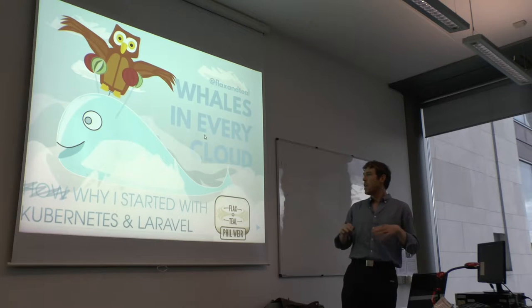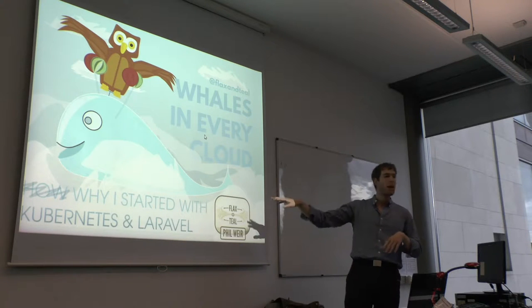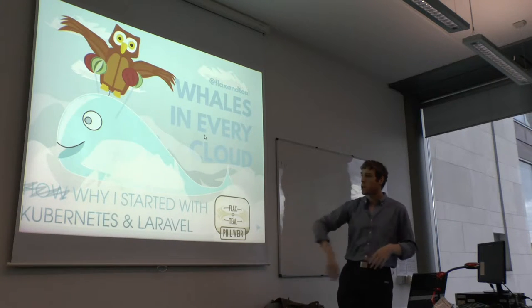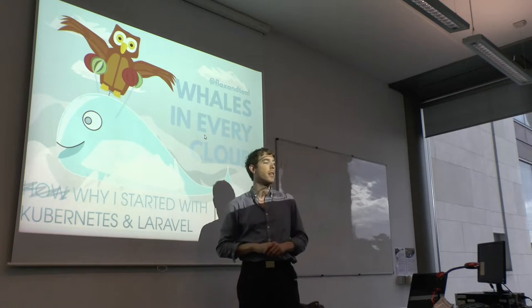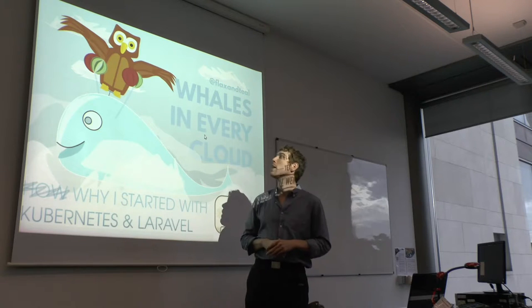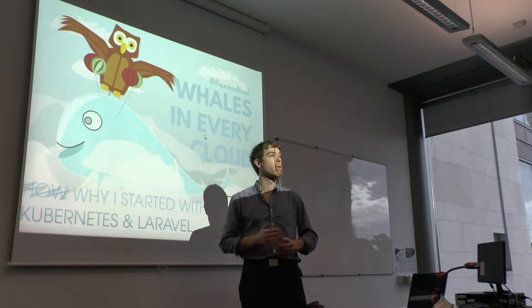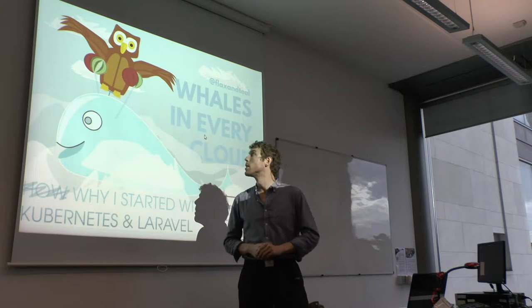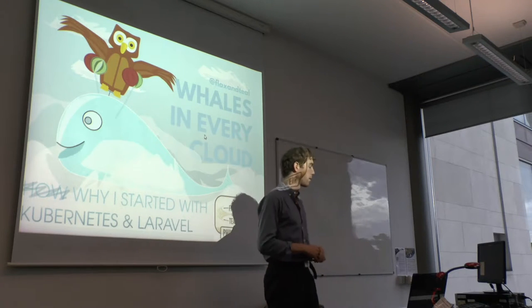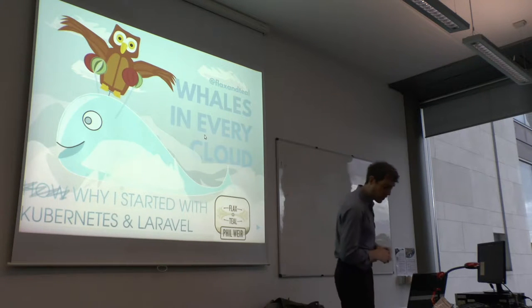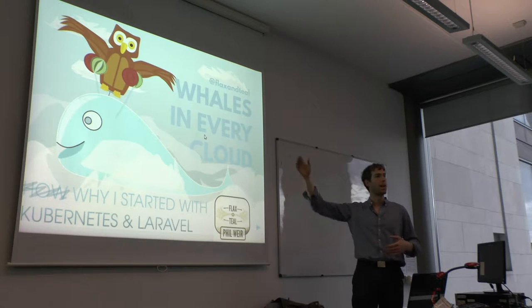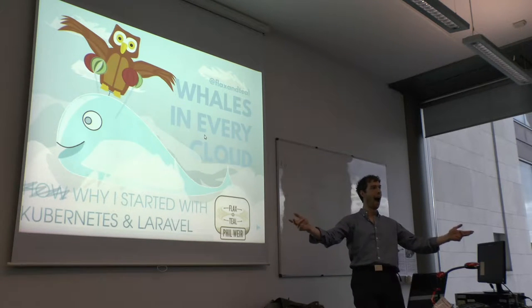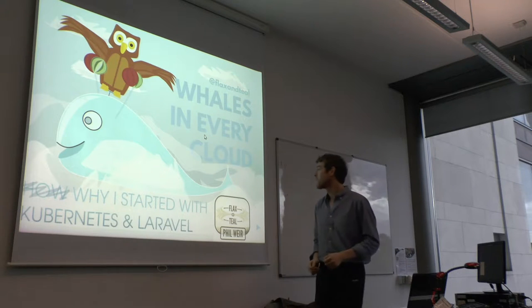So, to start off with, the whale, for anyone who doesn't know, is the symbol of Docker. For a reason that I'll come to later, the owl is Kubernetes. Also, it turns out that you can work out how to draw an owl, so that had to go in there. And the balloons were from something else from ages ago. But altogether, the point is that you have a tool that lifts whales into clouds.